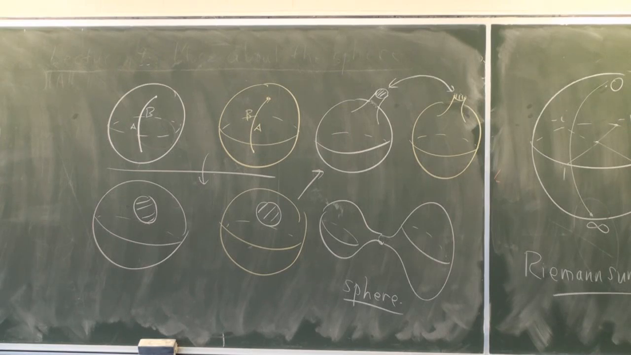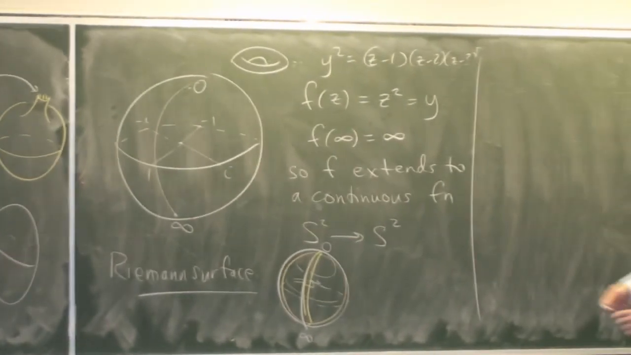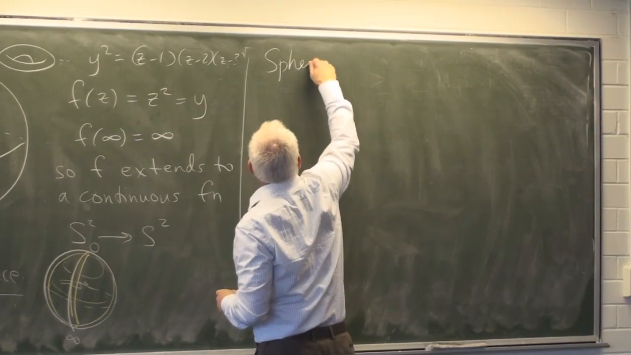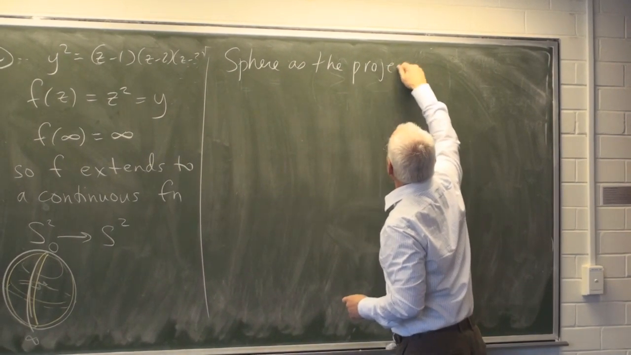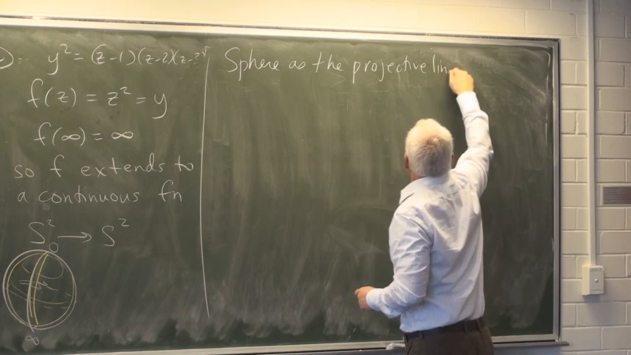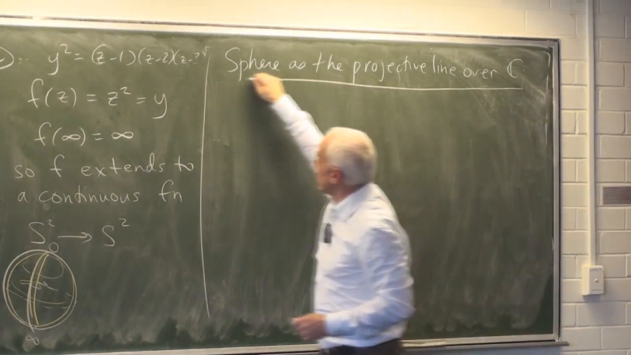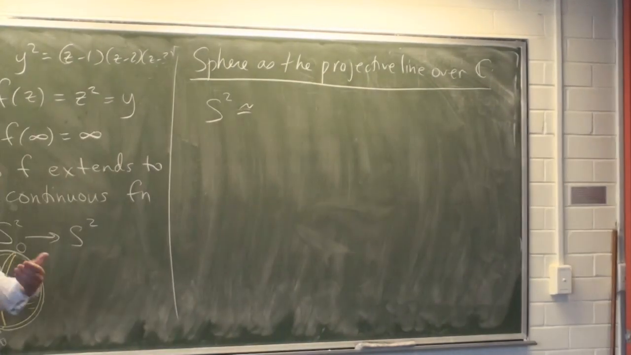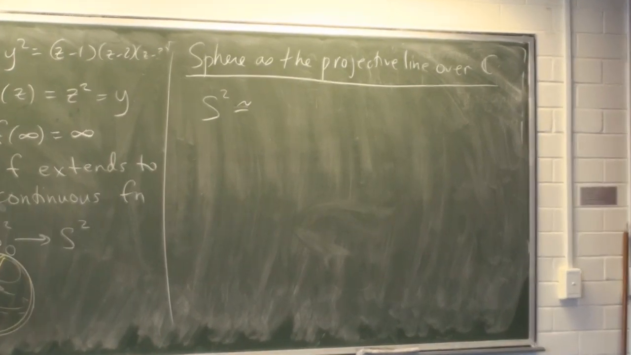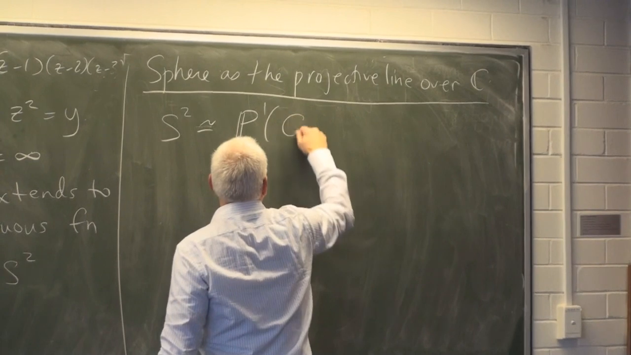All right, we have not exhausted yet our manifestations of a sphere. There's another very important way in which a sphere arises in mathematics, which is the sphere as the projective line over the complex numbers. So in other words, S2 can also be interpreted as the projective line P1 over the complex numbers.